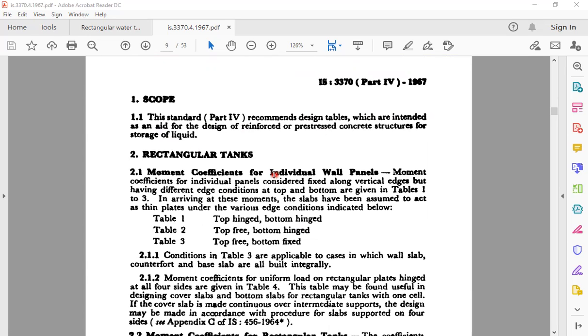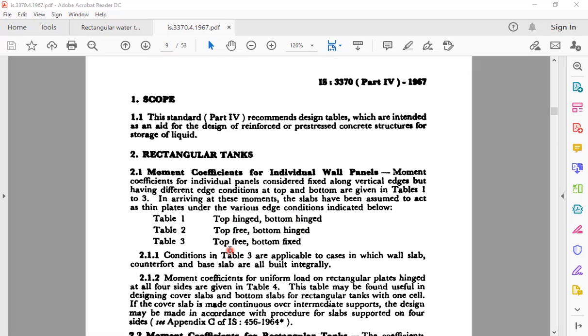Moment coefficients for individual panels are considered fixed along vertical edges, meaning the surrounding walls are restrained or fixed to each other. These vertical edges are fixed but have different edge conditions at top and bottom. These are given in tables 1 to 3, meaning the first 3 tables. The first one, table number 1, has top hinged and bottom hinged. Second table, top free and bottom hinged. And the third table has top free and bottom fixed. These are the 3 different conditions.